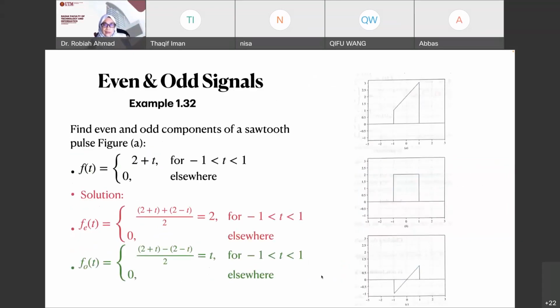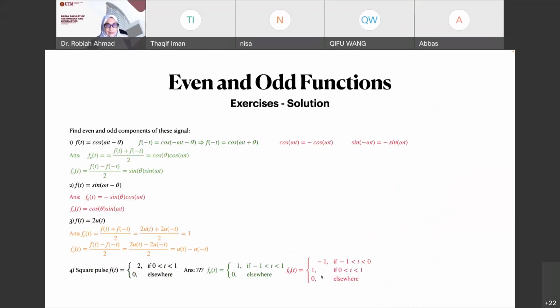Okay, let us look at another one. This one is in terms of equation, just now. This one is all in terms of equation. So basically, we want to find the even and odd. We just get the reversal signal first, and then apply the even and odd signal equations. So even, again, signal plus reversal divided by 2, odd, signal minus reversal divided by 2. And then apply all the sine and cosine rules.